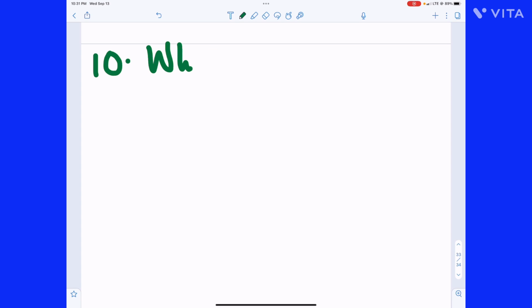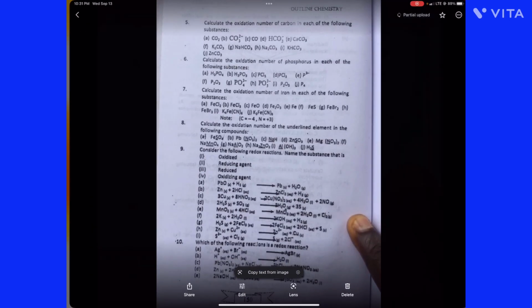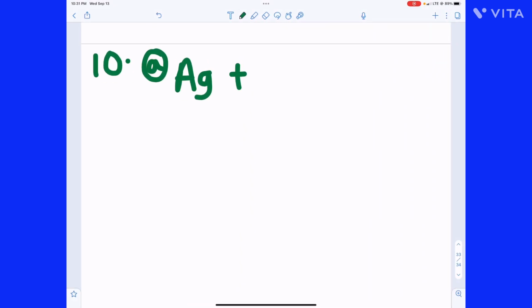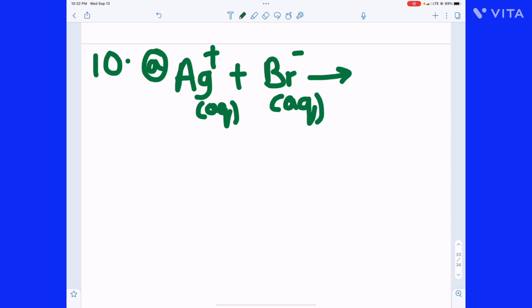Which of the following reactions is a redox reaction? Let me just go straight and write the question. Ag+ aqueous plus Br- aqueous to give AgBr solid.